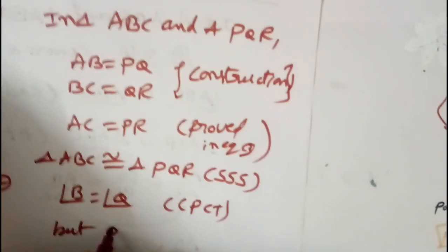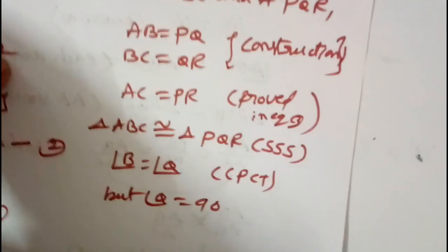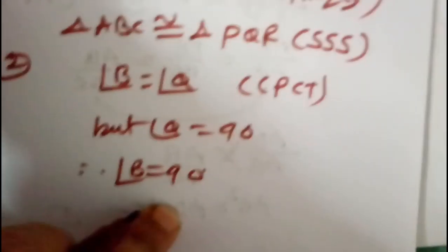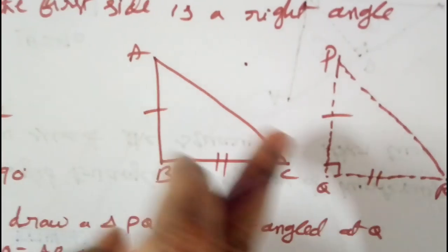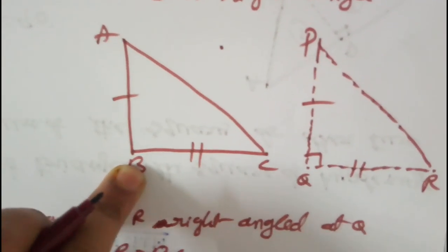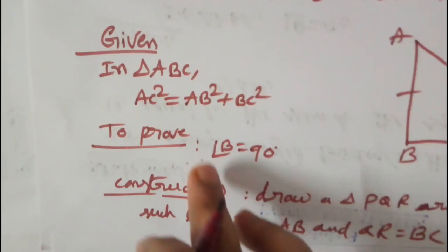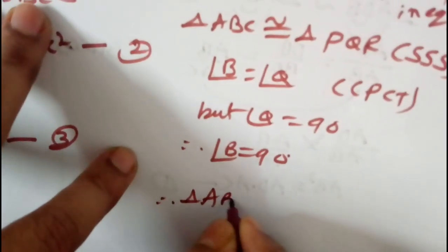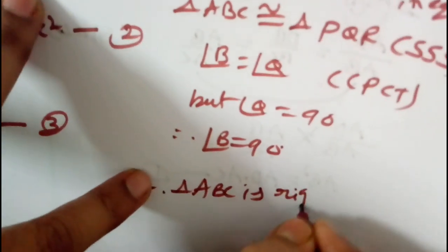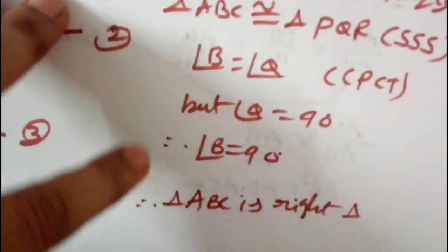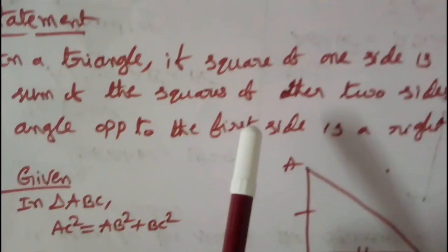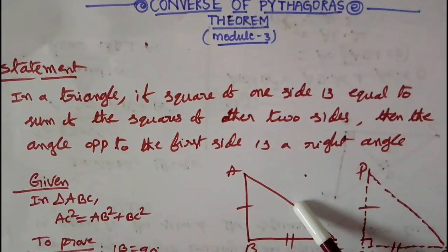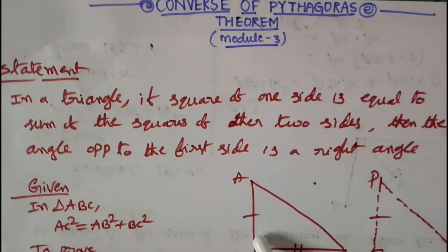But angle Q is equal to 90 degrees. Therefore, angle B is also 90 degrees. This is our required proof. The angle opposite to the first side, that is angle B, is 90 degrees. Then we can say that triangle ABC is a right triangle. Therefore, triangle ABC is a right triangle. So what is the statement? In a triangle, if the square of one side is equal to the sum of the squares of the other two sides, then the angle opposite to the first side is a right angle. So angle B is 90.